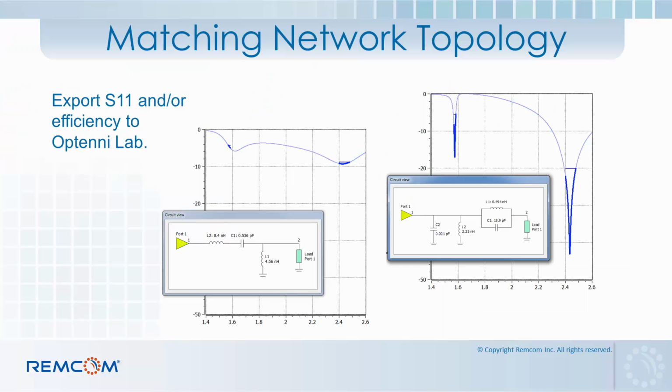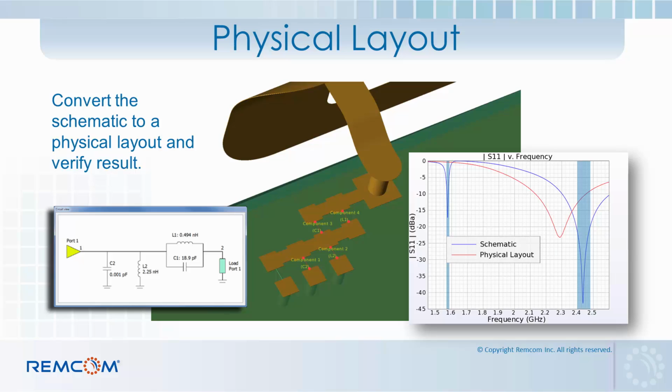So now that we have the matching network topology identified, we want to physically lay it out. So if we're using a tool from Cadence or Mentor Graphics, we can go back into that tool and we can physically lay out the matching network.